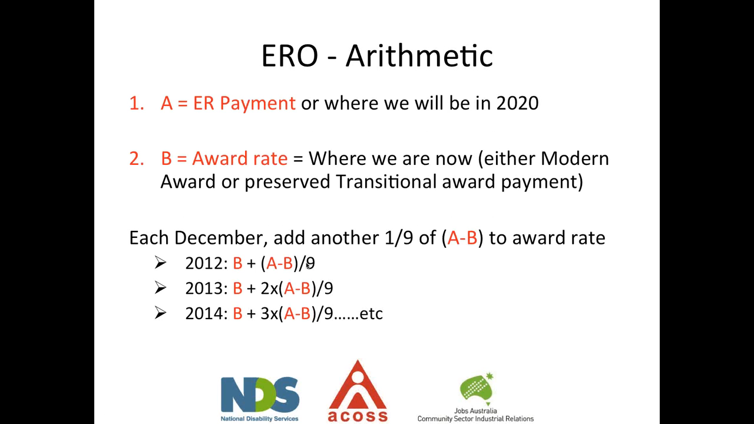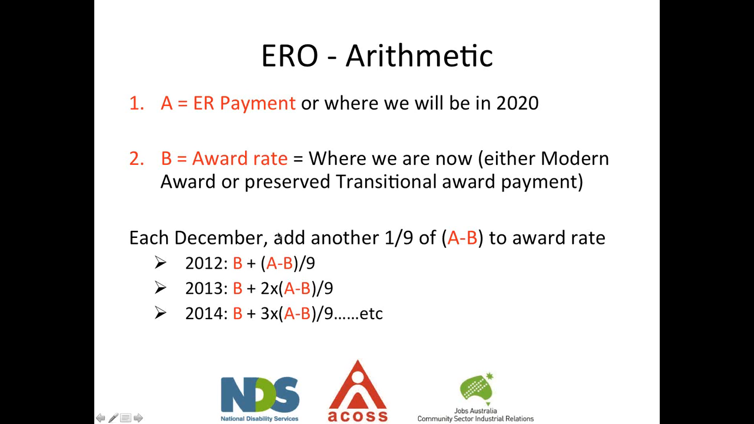So in terms of the Equal Remuneration Order arithmetic, we've tried to make it easy. A is represented as the equal remuneration payment, or where we'll be in 2020. B is your current award rate. That's where we are now. So that's either going to be the modern award rate, or as I said, your preserved transitional award payment. That'll be those old rates that you have to maintain.